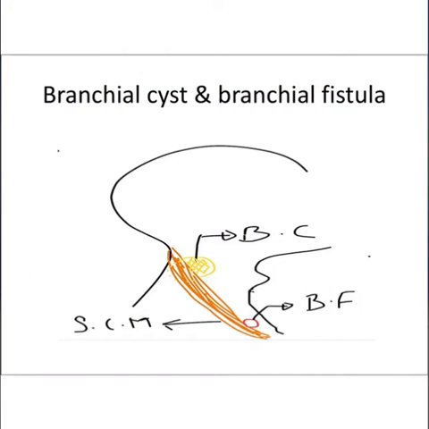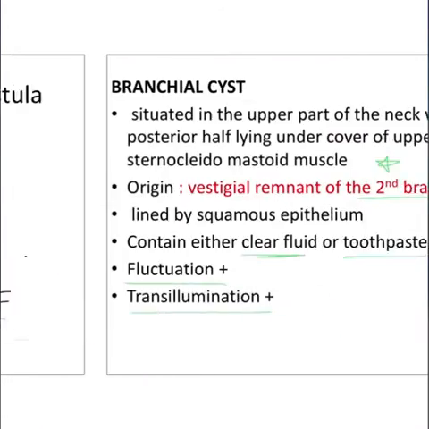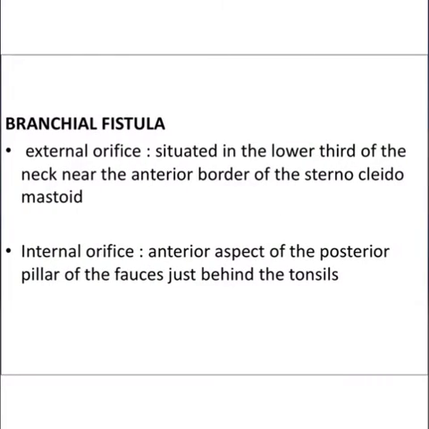So you can say this is the sternocleidomastoid muscle, this is the SCM, this is the branchial fistula, and this is above it, the branchial cyst. You need to remember the relation with the muscle. Branchial fistula always has an external orifice.